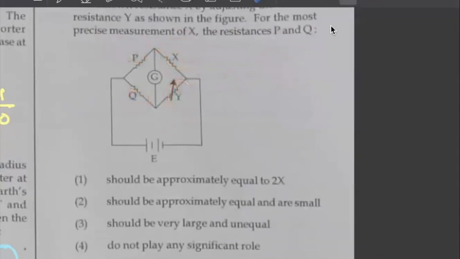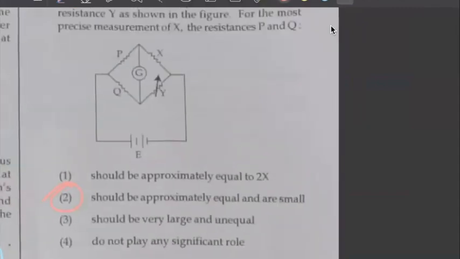So the ratio of left right, or actually the ratio of top bottom, should also be the same. So P and Q should be equal, then approximately equal to 2x. No, approximately equal and small. No, small and large is okay. Should be very large and unequal. No, do not play. No, I think approximately equal and small is fine.